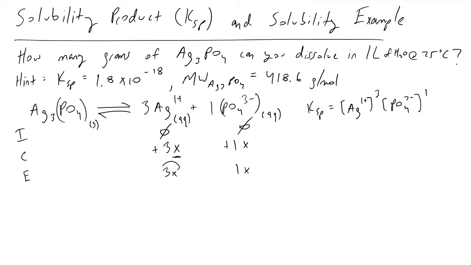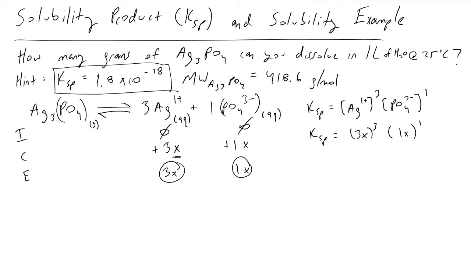Now, if we plug these values into this equation, we'll find that our KSP is equal to (3x) cubed times (1x) to the 1st power. And now, looking up the tabulated value of KSP, we can solve for this equation.